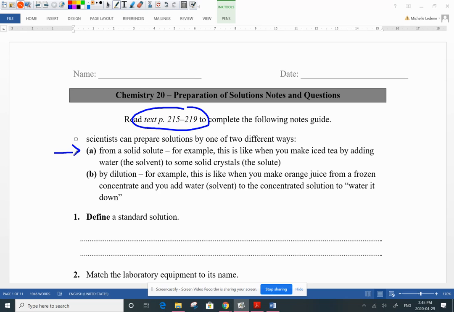So one way scientists make a solution is from a solid solute. This is just like if you're making Kool-Aid or iced tea, right? You have the solid and you put it in some water, you add some water, the solvent, and that's going to dissolve the solute, the solid.